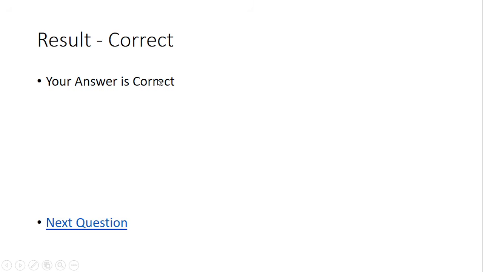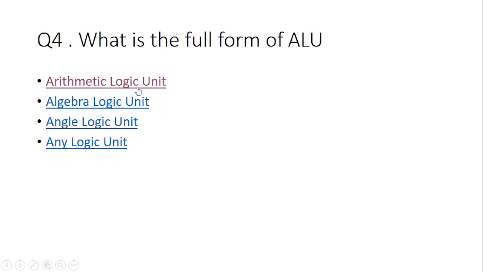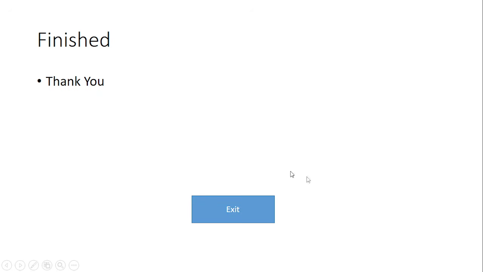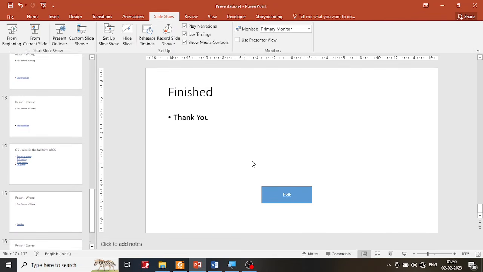If you click on the correct answer, you get the correct. Next question will take you to the next. Wrong answer will take you to the wrong answer, and so on and so forth. You have everything working properly, and finally when you say exit, it is the end of the slideshow. Everything is proper except one thing.